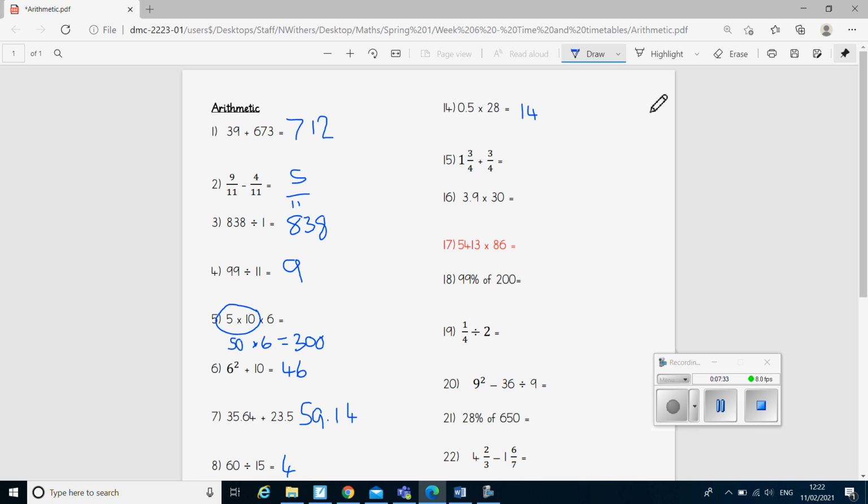Okay, next we've got 1 3/4, add 3/4. So first of all, I would deal with the fraction part. 3/4 add 3/4 gives us 6/4. I've also got my whole one, so I've got 1 and 6/4. Unfortunately, if that's what you wrote, you wouldn't get the mark for it. The problem being, this is an improper fraction, but also a mixed number, and we can't have both.